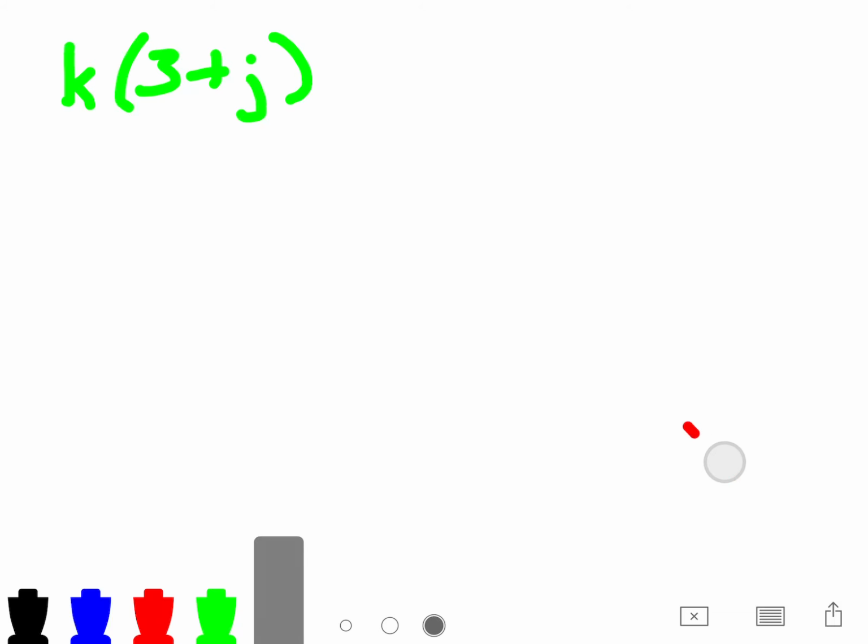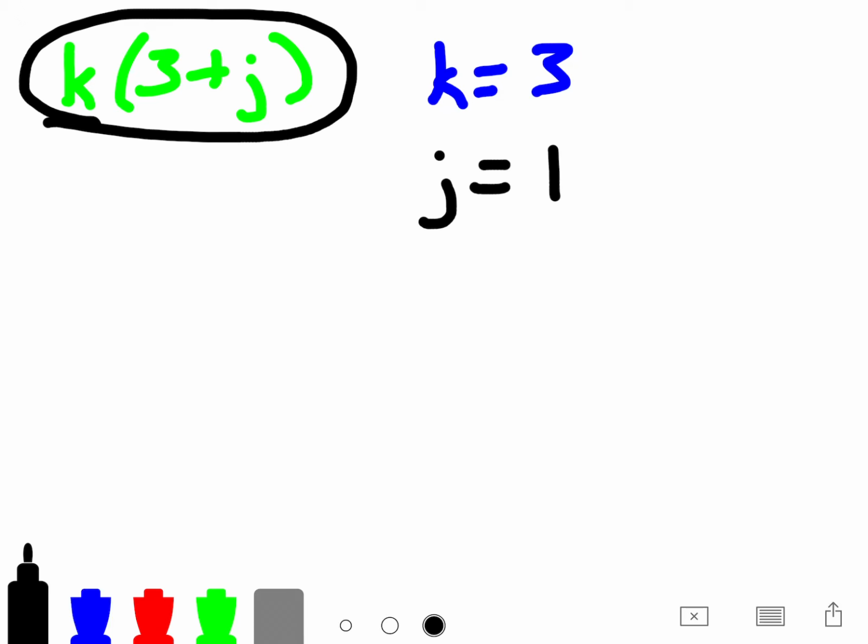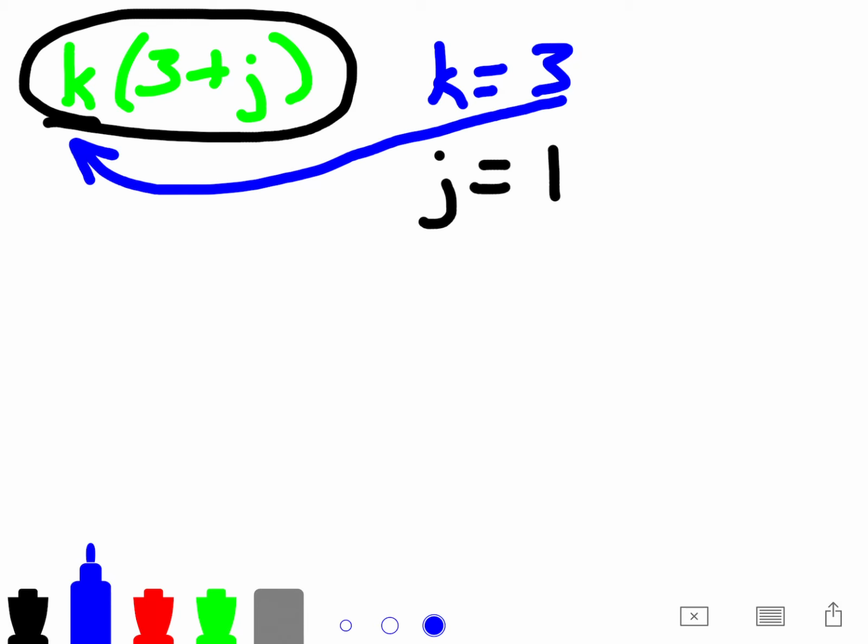So let's take a look at this one. We've got two different letters where k is equal to 3 and j is equal to 1. So the idea behind evaluating the expression is that we have this thing right here with a couple of unknowns. We're going to see what happens to it when we start injecting different values into it. So when k is 3 and j is 1, what happens to it?